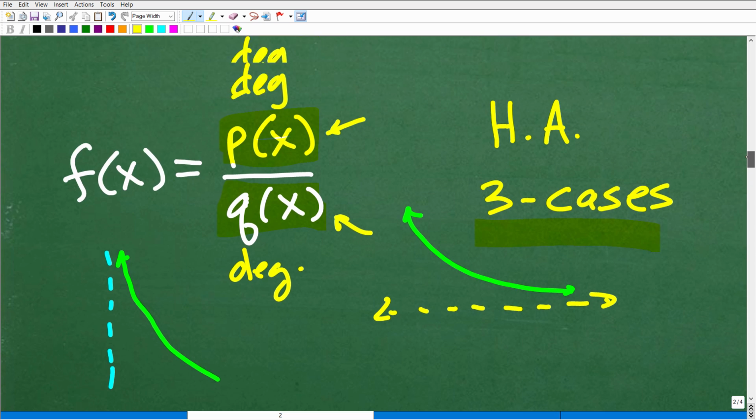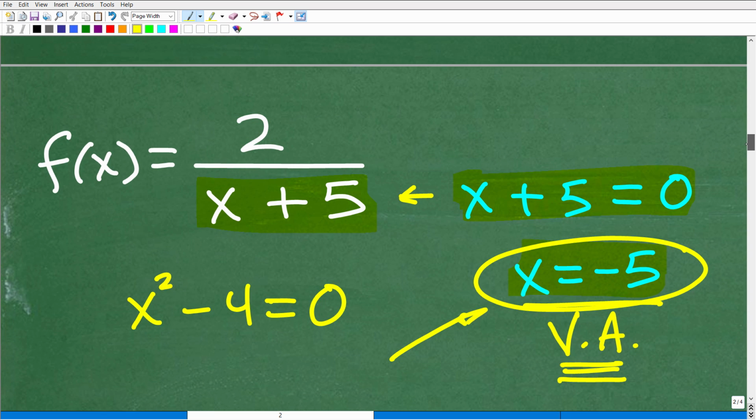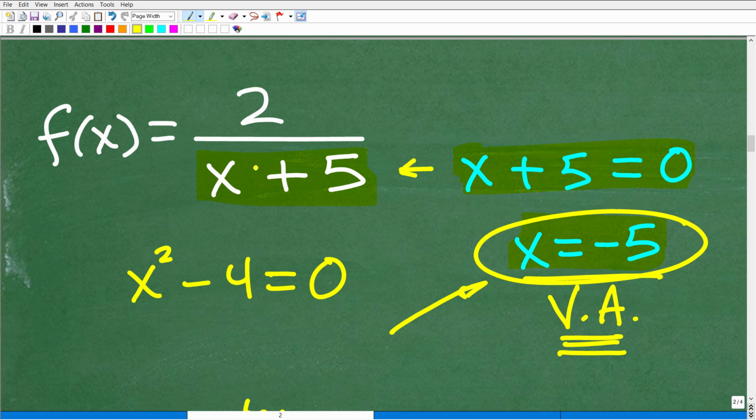So what's our situation? Let's go back up to our problem. If you see 2 over x plus 5, we're looking for the power, right? Who has the highest power, or are these equal power? Well, you can see that we have an x down here, or x to the first. Now you're like, well, I don't see any x up here.